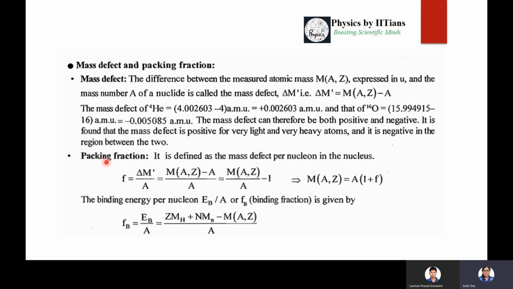What is packing fraction? Packing fraction is defined as the mass defect per unit nucleon, that is delta M prime divided by A. What is delta M prime? Yes, M(A,Z) minus A, divided by A.